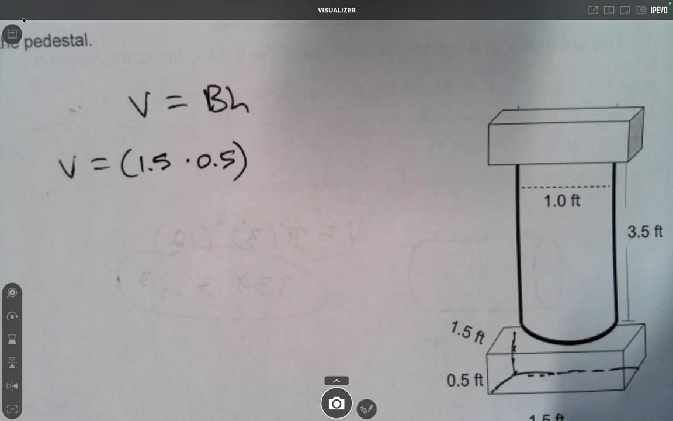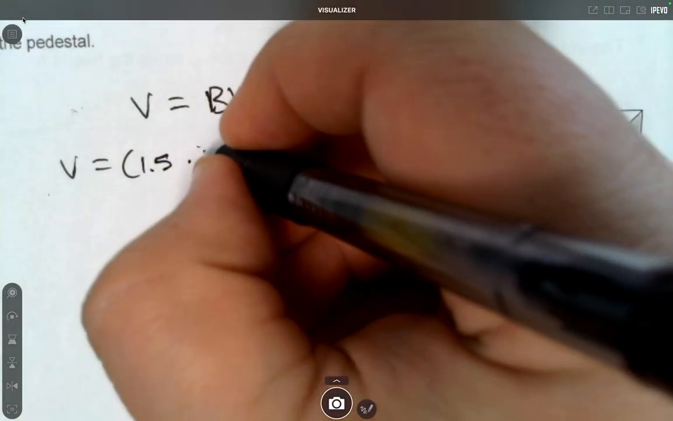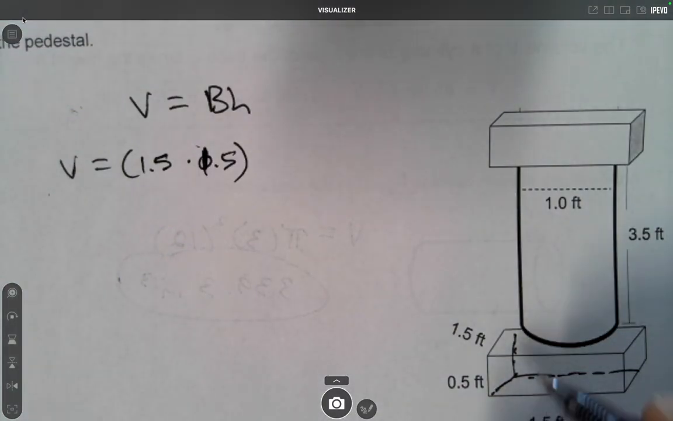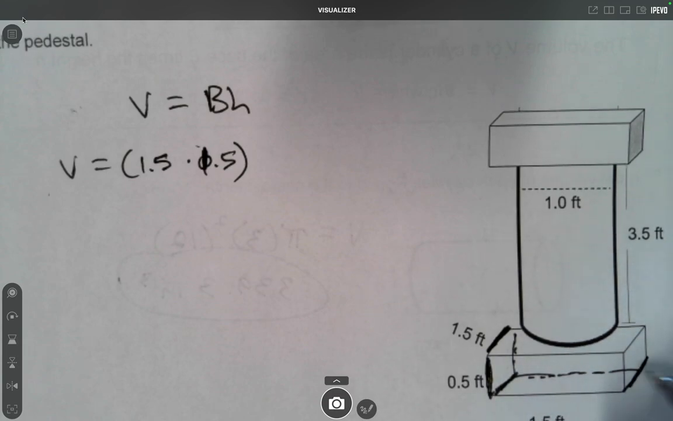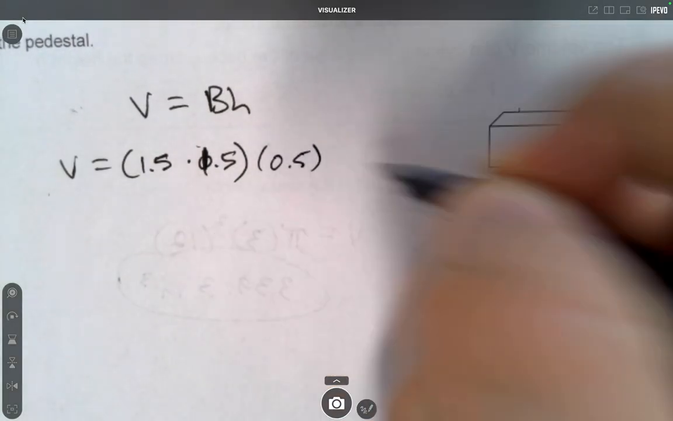And then, 1.5 by 1.5. I didn't label as clear as I want. So the 0.5 is right here, it's the height. The 1.5 is this, which means it's also this distance here. So the 1.5 goes right there as well. So this is actually a square. 1.5 times 1.5 gives us the area of the base. So we multiply by the height of 0.5.